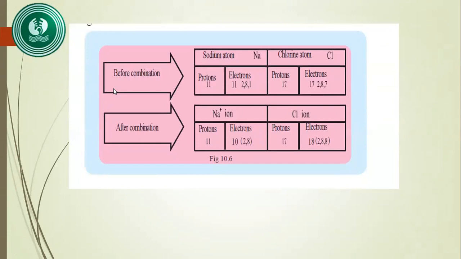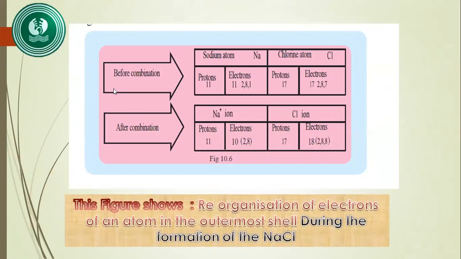Here this diagram shows before combination and after combination of the sodium and chlorine atoms, as the sodium positive ion and the chloride ion respectively. It also illustrates the reorganization of electrons of an atom in the outermost shell during the formation of sodium chloride. So consider the sodium atom carefully. Its atomic number is 11.